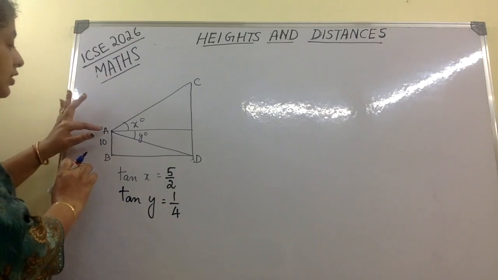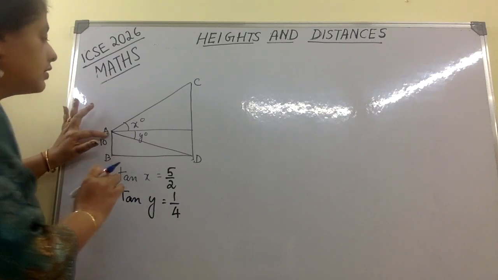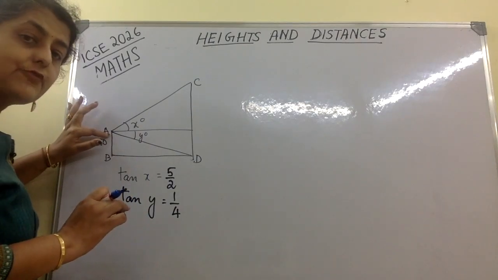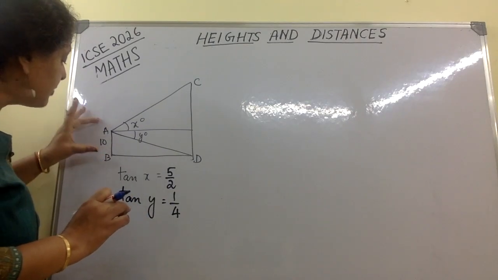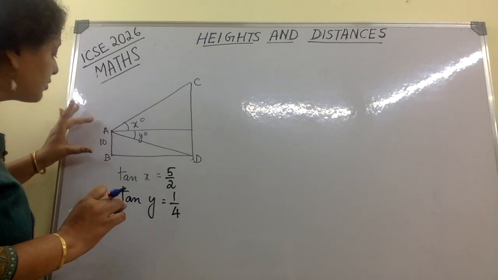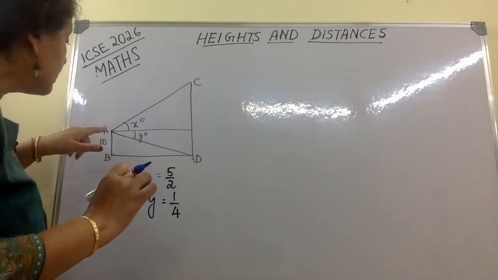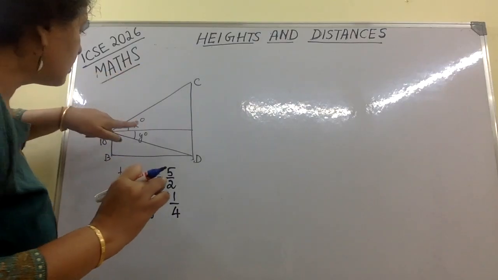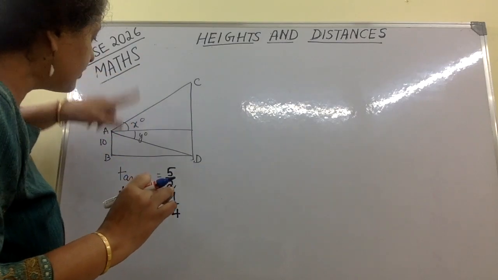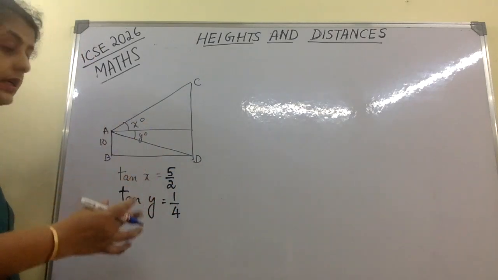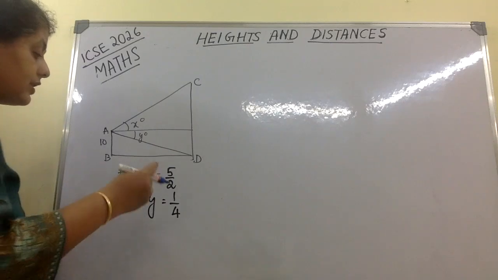Here we have a window at the point A. Here we have a tower. Angle of elevation for somebody at 10 meters above the ground. This is 10 meters above the ground from a window. They are saying a person is watching the top of the tower, which is x degree angle of elevation. Angle of depression of the bottom is y degree, and they have given us these values for tan x and tan y.